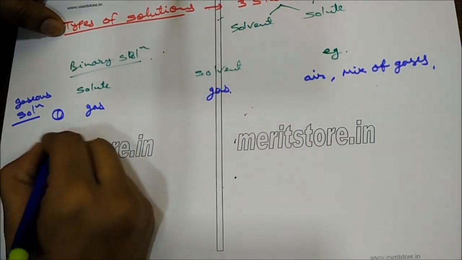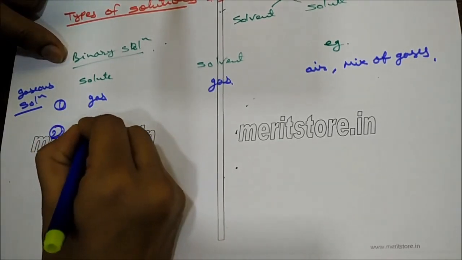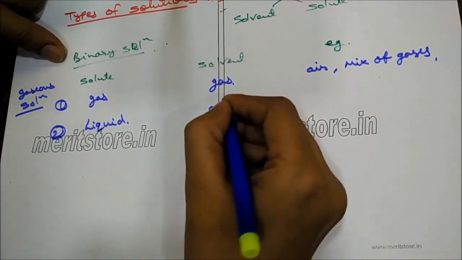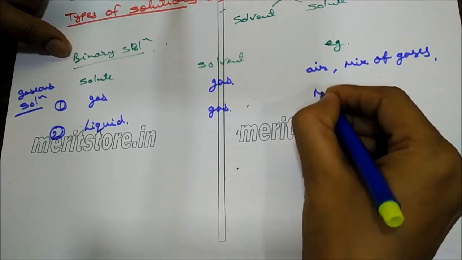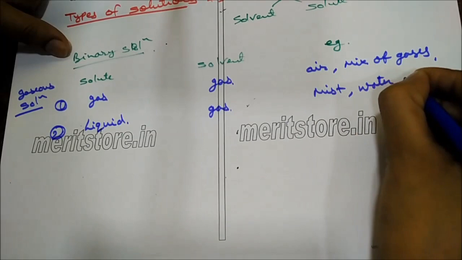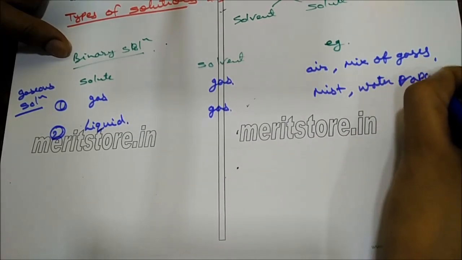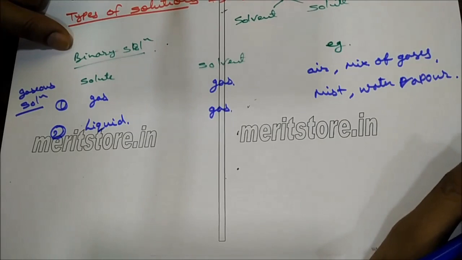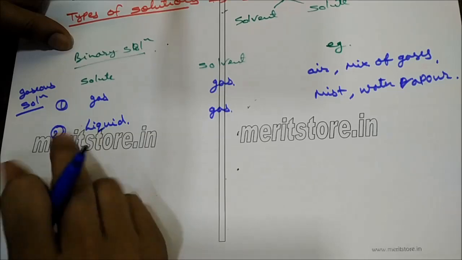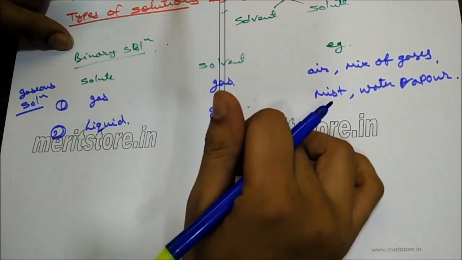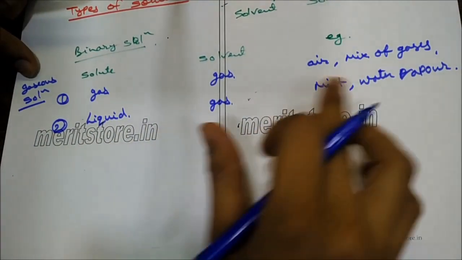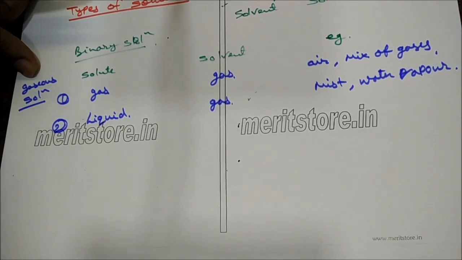The second one is if we are taking solute as a liquid and the solvent is gas, then the example is mist or water vapors. In water vapors, as we know, water droplets are dispersed in air, so the water is our solute, which is present in lesser extent, and the dispersion medium is gas, air. So this is the example of liquid gas binary solution.